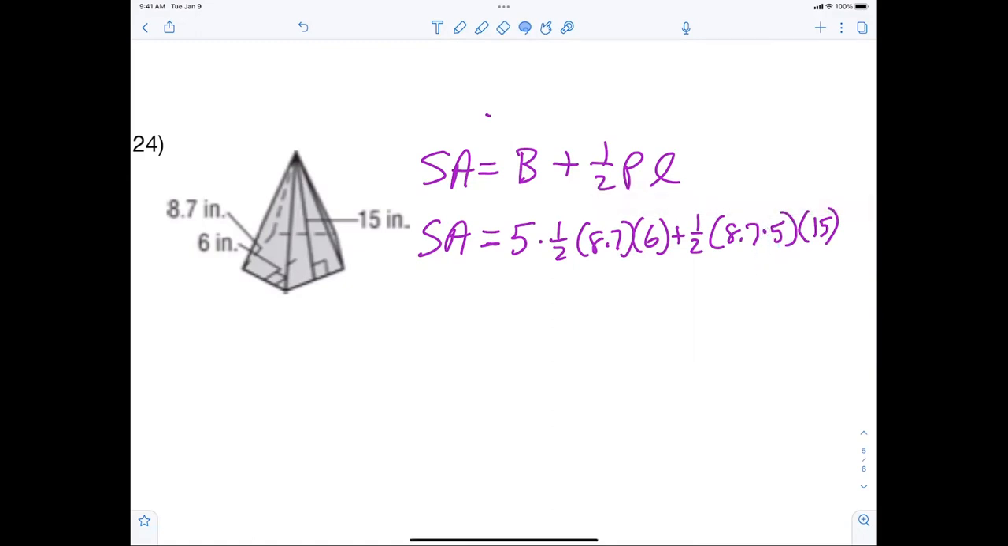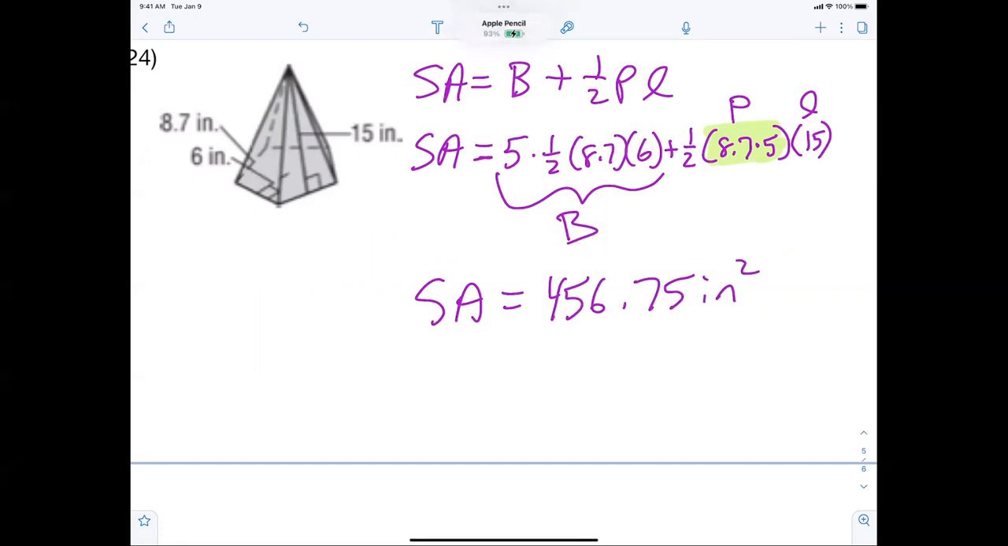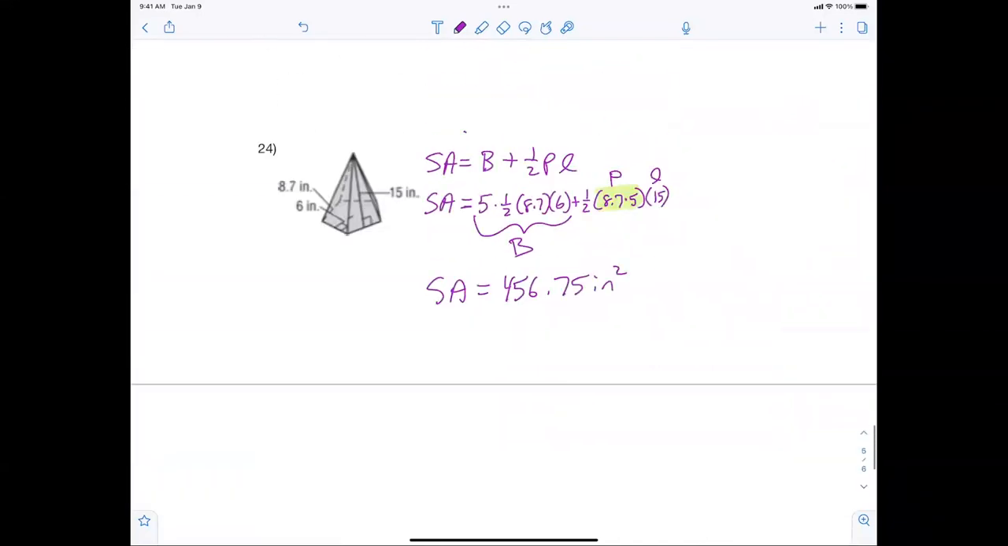Everybody okay with that? What does 8.7 times 5 represent, people? Perimeter, right? That's the perimeter. All right, this is the slant height, and this is the area of the base. So after all that calculation, surface area is equal to what? 456 point what? 75 square inches. Thank you very much. All right, everybody's good on that?